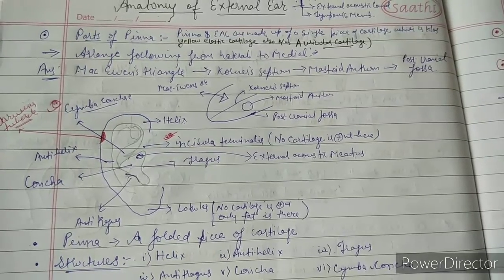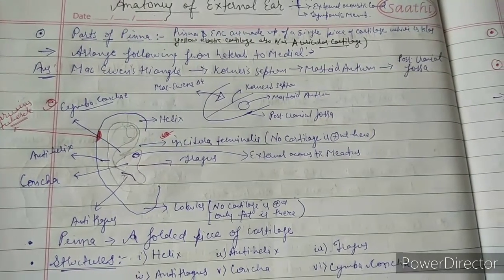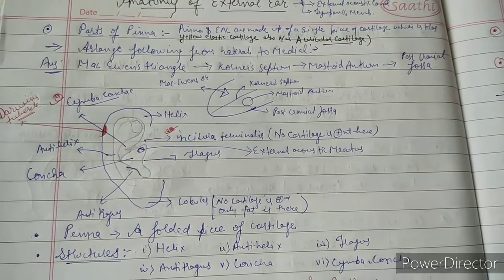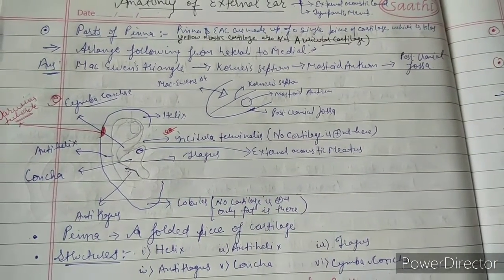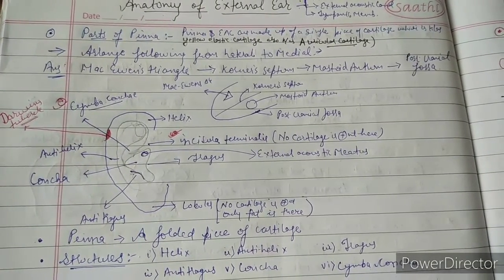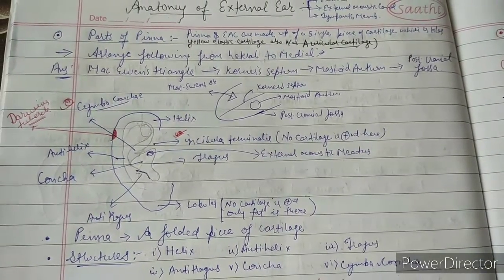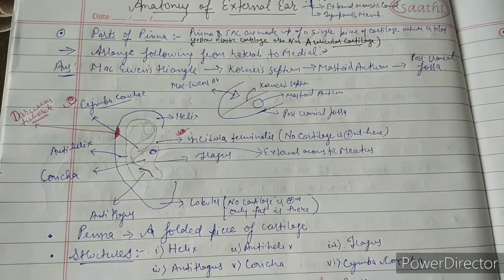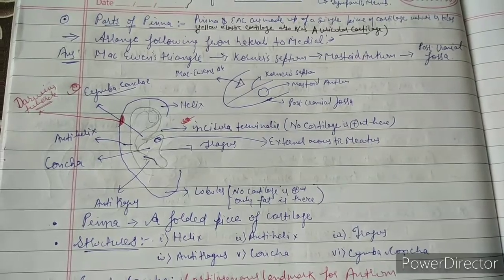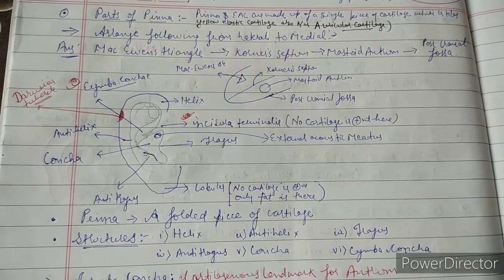So basically, what is the pinna? It is a folded piece of cartilage, made up of a single piece of cartilage, which is also known as yellow elastic cartilage or auricular cartilage. And guys, the external auditory canal is also made up of that same cartilage from which the pinna is made, that is yellow elastic cartilage. So now we'll see the structures which are present on the pinna. There are 6 structures present on the pinna.